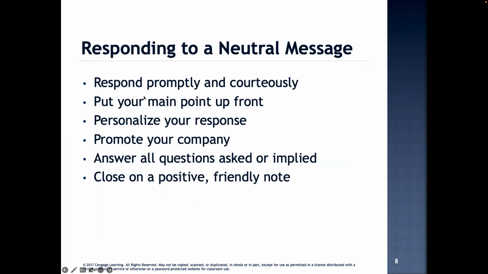If you're responding, put your main point up front. Personalize it, make it sound like you. Don't write it like you're a robot, because you're not, you're a person, okay? If it's a question about your company, promote your company. Answer all the questions that get asked or any questions that are implied, and then close always on a positive, friendly note. So what I want you to do with the people around you really quickly, you don't have to get into your actual groups, but just the people around you.